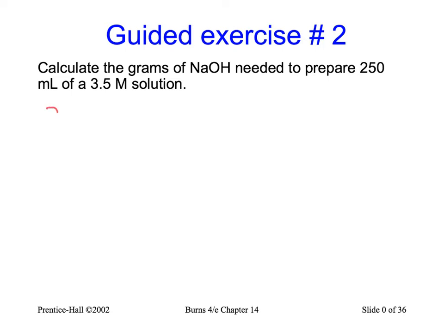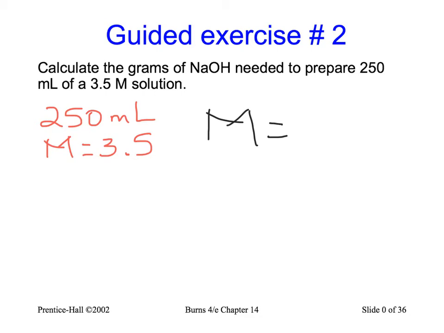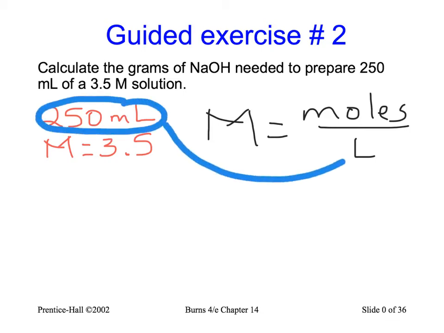Given 250 milliliters, this is the volume of the solution, and they are giving us the molar data, which is 3.5. If you remember, the main formula is molarity equals moles by liters. We need to convert this value to liters, and then we have the molarity.